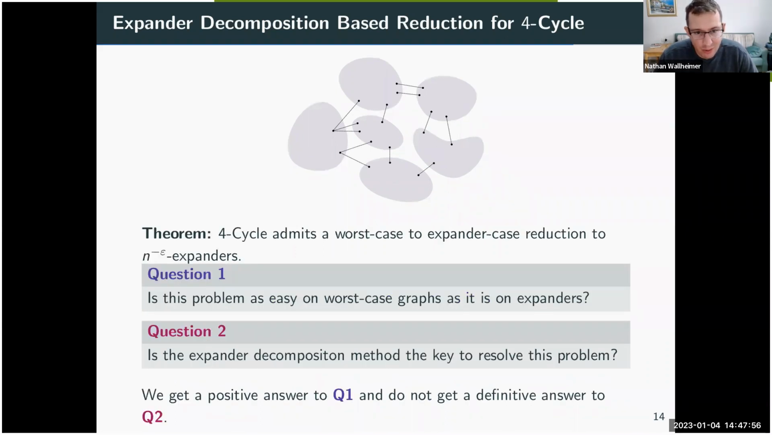So the theorem that we get is that 4-cycle does admit a worst case to expander case reduction. First of all, it's to n to the minus epsilon expanders. It's not bad. Epsilon is arbitrarily small, so anybody who can come up, say, with an algorithm that solves 4-cycle on n to the 0.01 expanders will also get similar results on general graphs. So I can say that we do get a positive answer to the first question, but we do not get a definitive answer to the second question.